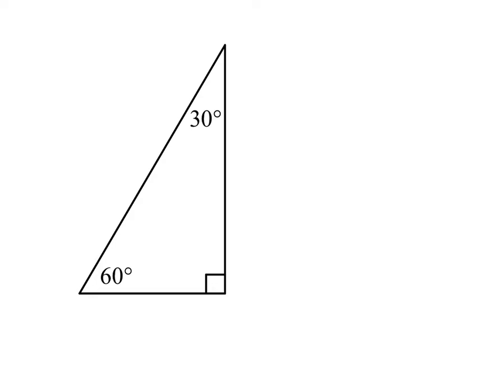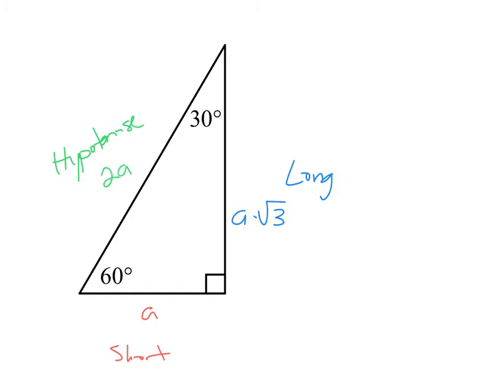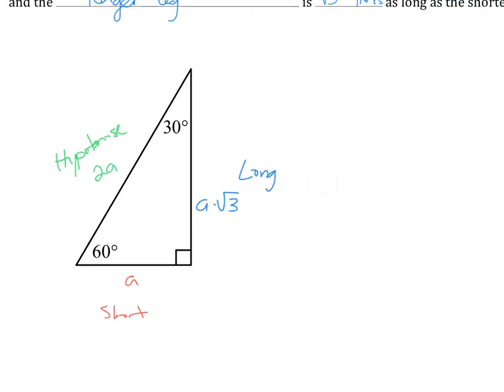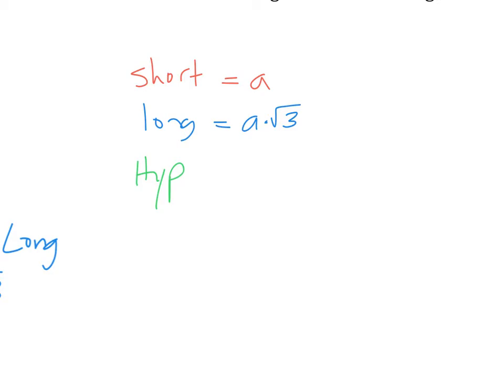So essentially here's what we have. The short leg, again we'll start with calling it A. The longer leg is going to be A times the square root of 3, and the hypotenuse is just 2 times A. To summarize those three relationships, the short is just A, long is a times square root 3, and your hypotenuse is 2a. 2 times a.